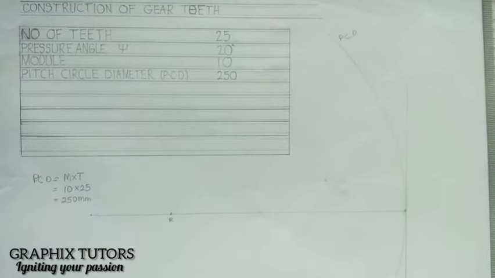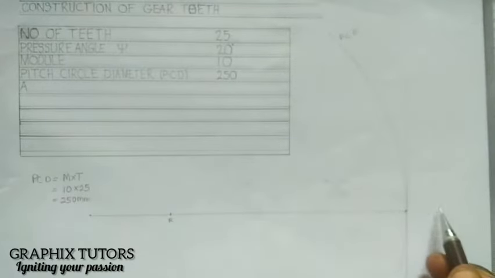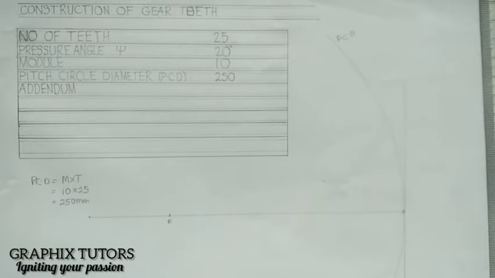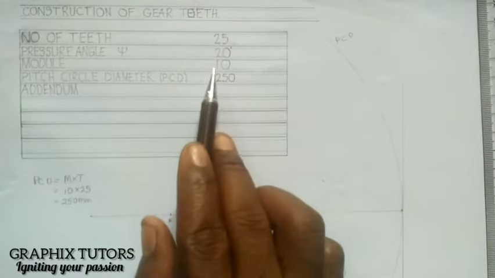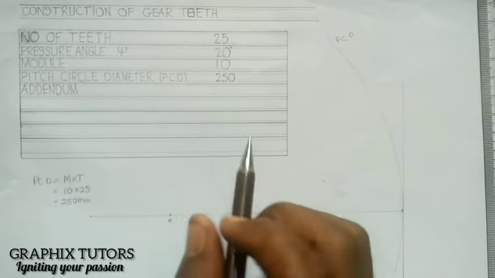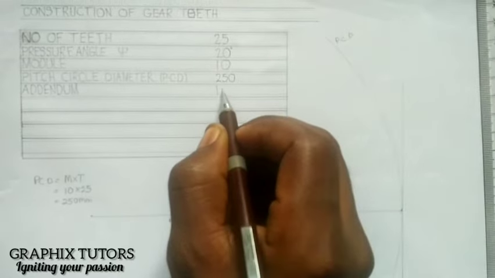Now the next thing we'll be drawing should be our addendum. Our next thing should be what? Addendum. We know the addendum is the radial height of the teeth above the PCD. So what I'll do is this. The addendum is equal to the module. So the addendum is equal to what? The module. What's our module here? It is 10. So it means that my addendum also is 10.